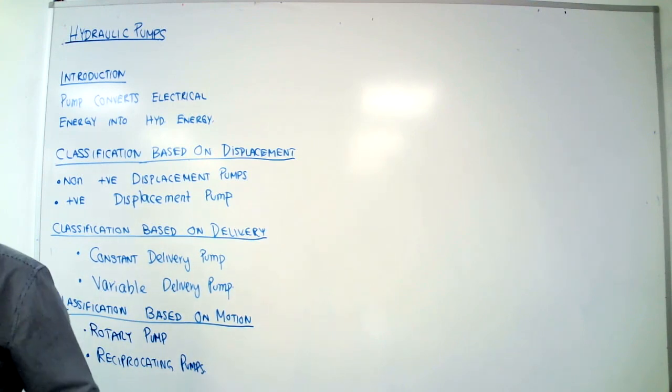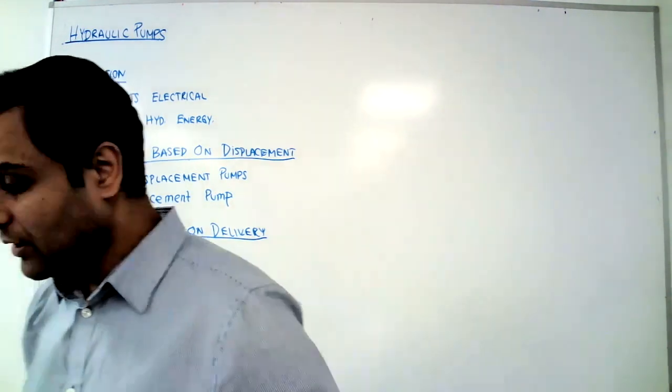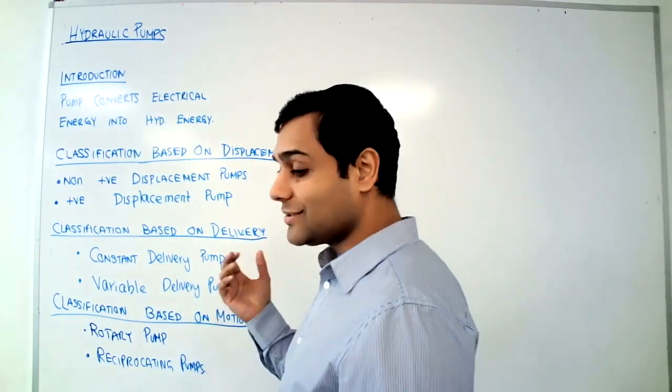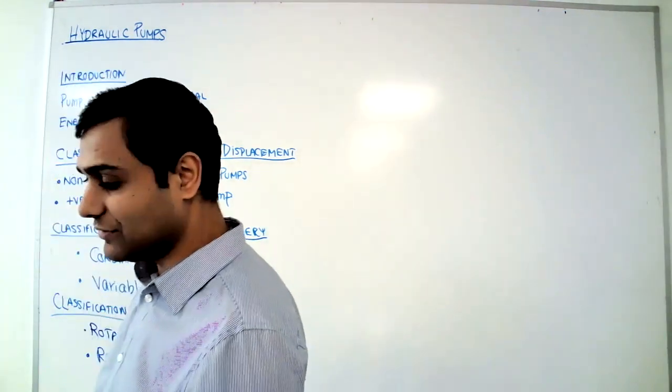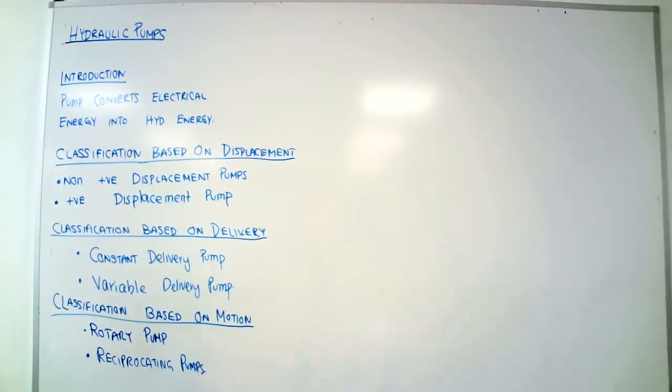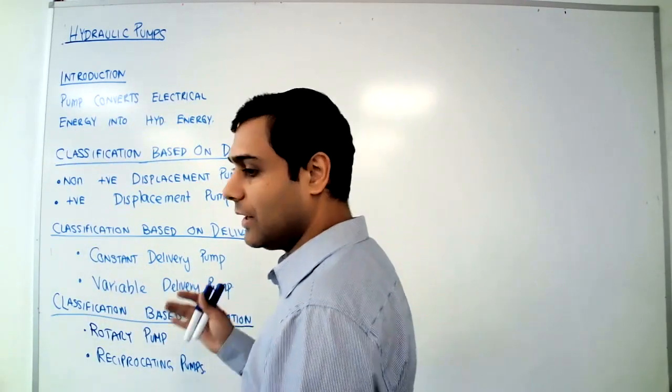Okay, now when we have a look at the non-positive displacement pumps, they are mostly velocity type pumps, and they have a clearance between the rotary and the stationary parts. So that's why we call them non-positive displacement pumps. I will show you the pictures of these pumps later. Then we have the advantages and disadvantages of different types of pumps.